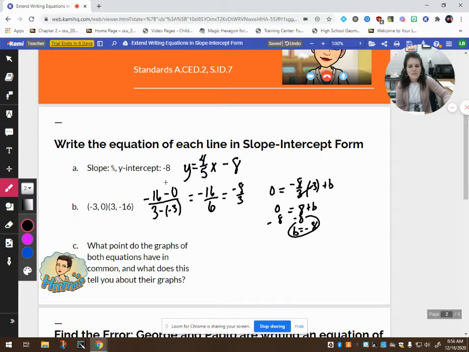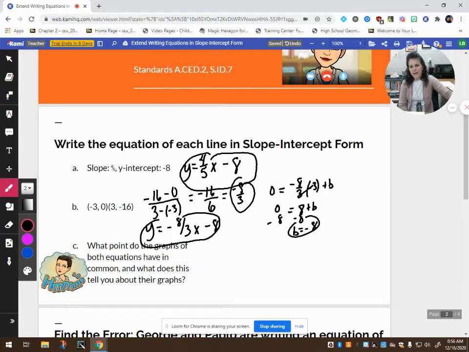So now that I know my slope is negative 8/3, I know the y-intercept is negative 8. We can write our equation. y equals negative 8/3 x minus 8. So here's the equation for part B. Here's the equation for part A.